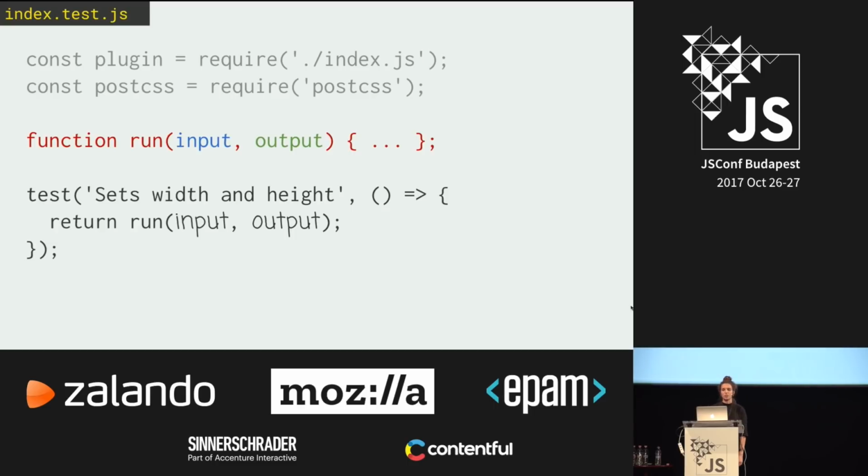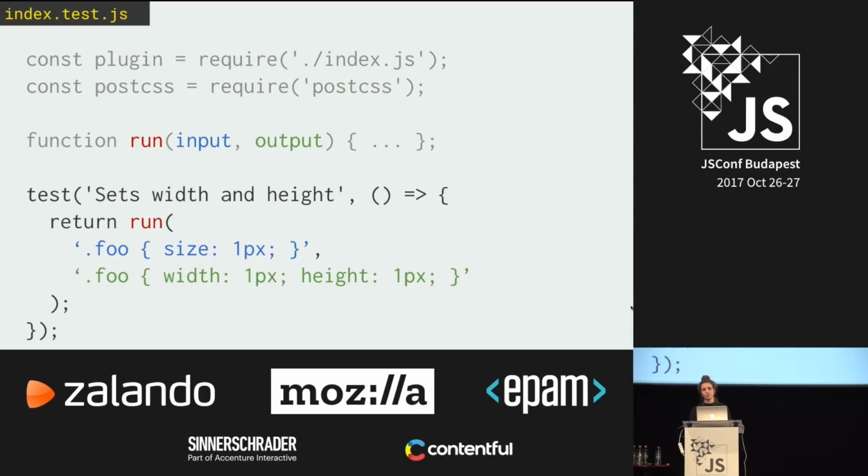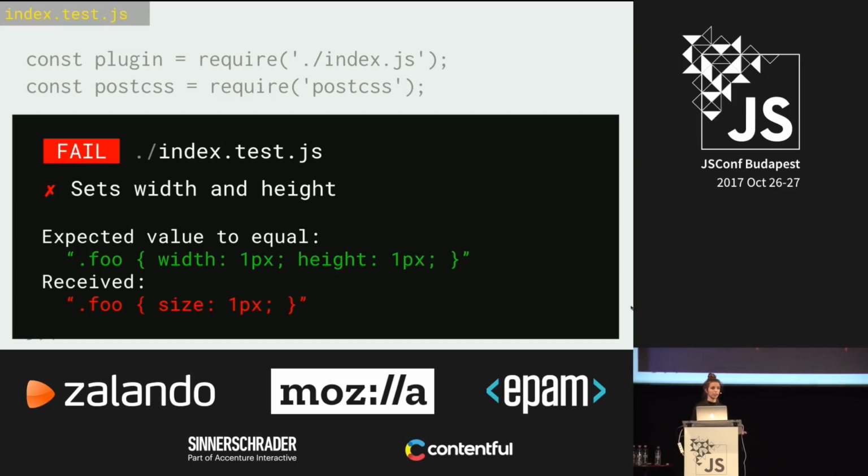After that, you have a test function with a description, and then you call the run function, where you give it an input and an output. So if you write a class foo with a size of 1px, then you are expecting foo with a width and a height of 1px. That's it. And if you run the test now, it will fail. So let's make it pass.